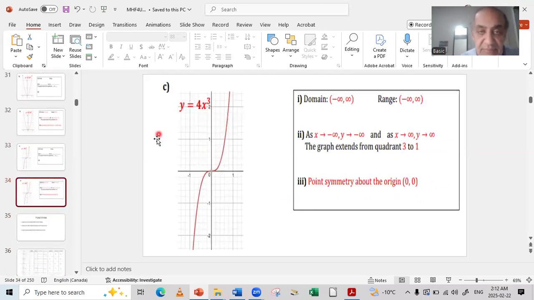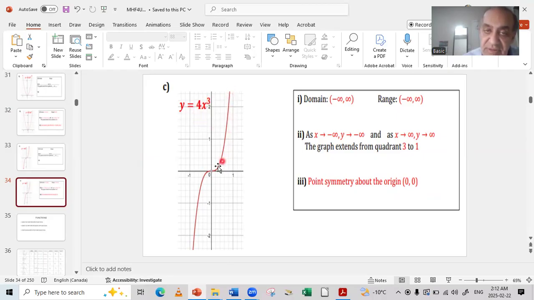Let's go to this example. This is an odd function because the degree is 3, and the leading coefficient is positive. So it moves from Q3 to Q1. Here, the domain of x is any point from minus infinity to positive infinity. There are no restraints on y. The range of y is also from minus infinity to positive infinity. The same thing.